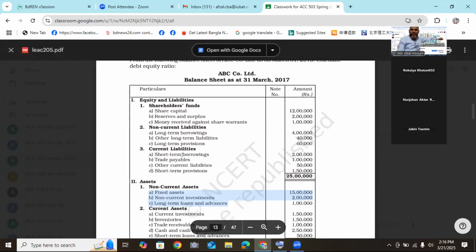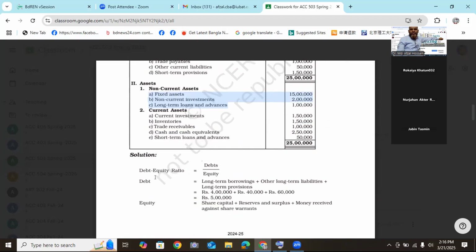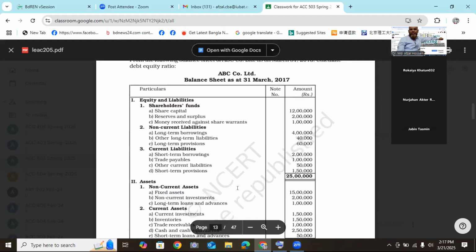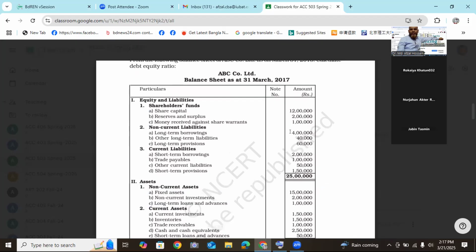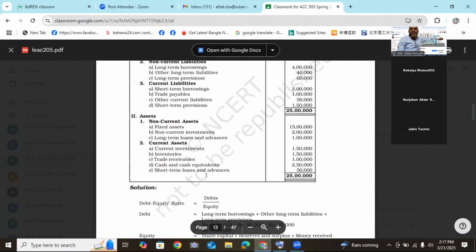Are you understanding this problem? Yes, sir. Okay, so what is the formula? Debt to equity ratio: debt divided by equity. Debt equals long-term borrowings plus other long-term liabilities plus long-term provisions. These are all debts, that means non-current liability. Long-term debts: 4,40,000 and 60,000. Total 5 lakh. Now divided by equity.